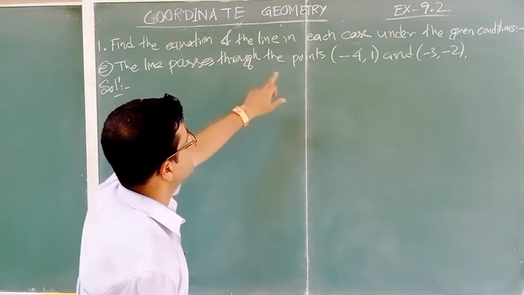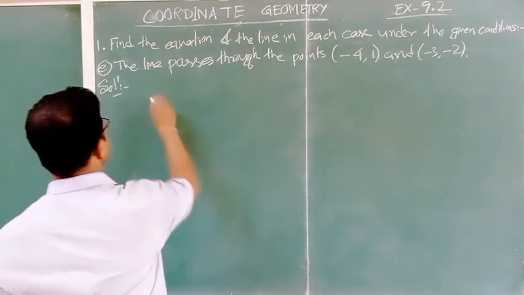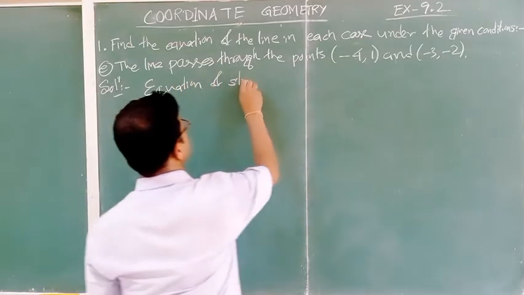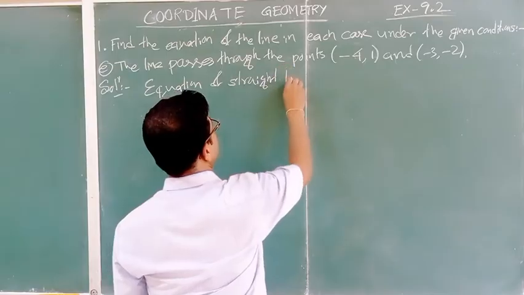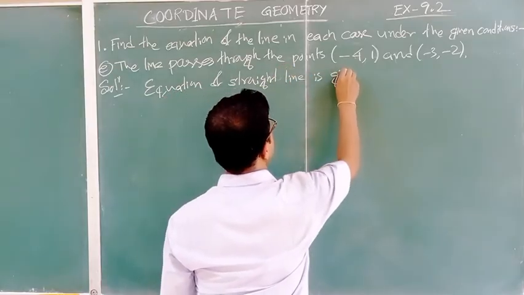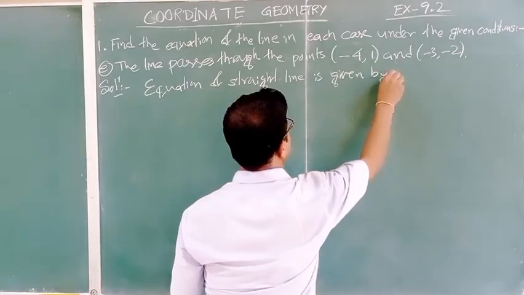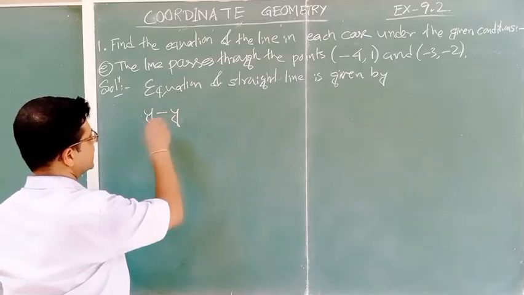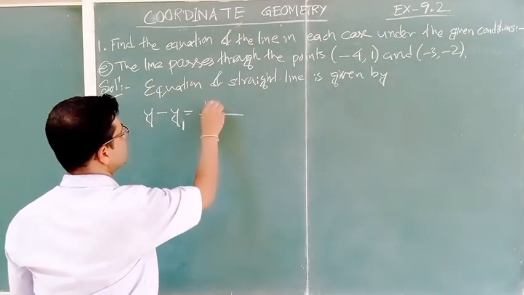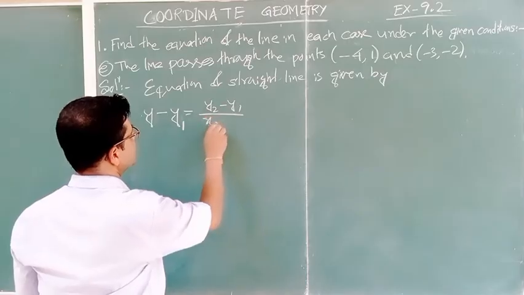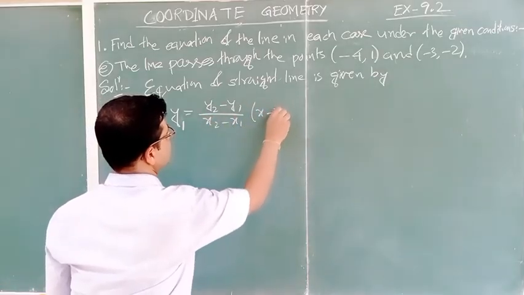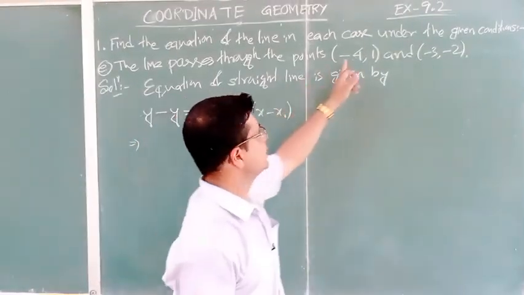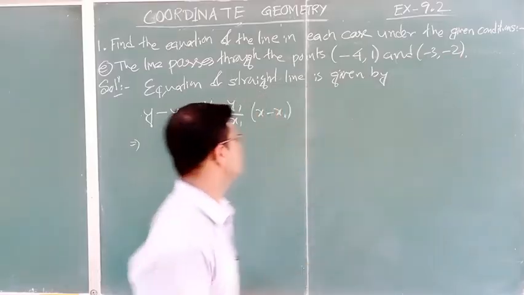Now the line passes through two points. We know the format for the equation of a straight line when two points are given: y minus y1 is equal to the slope, y2 minus y1 over x2 minus x1, into x minus x1. Now we just have to substitute the values. This is x1, y1, and this is x2, y2.